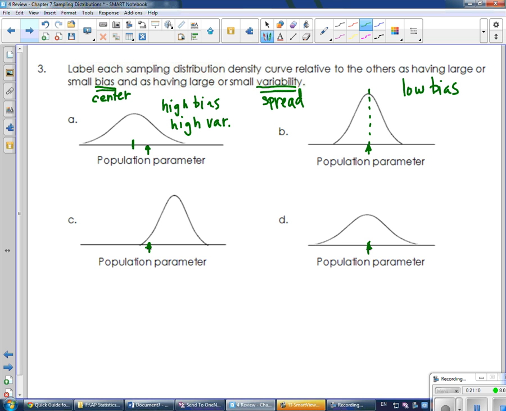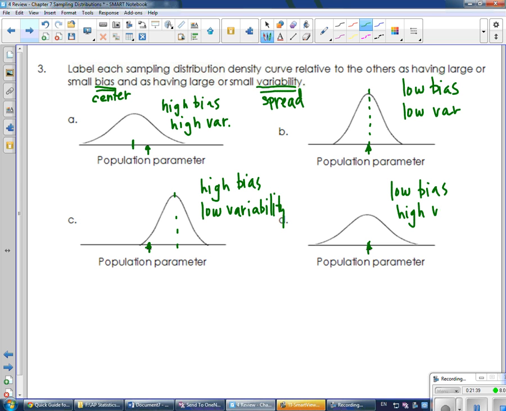Since the distribution is not as spread out as the one below it, I would say that this also has low variability. In letter C, this is a situation where it's off-center, so this tells me it's high bias. But in this case, it's not very spread out, so there is low variability. And in the last one, it's centered appropriately, so this tells me that there is low bias. And compared to the one above it, there is high variability.